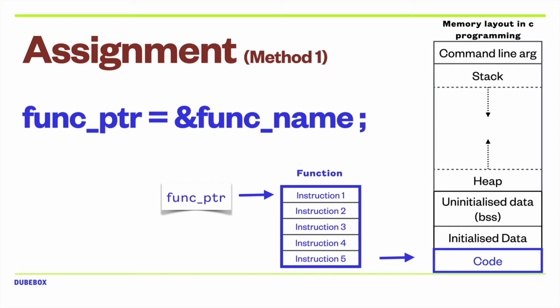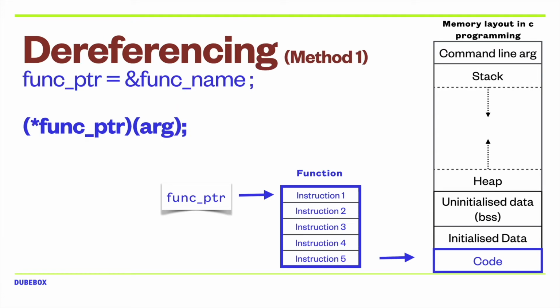Next, we'll see how to assign the address of a function to a function pointer. It can be done in two ways. First way, using the ampersand operator. Ampersand will give the address. Second, without using the ampersand operator, the function name itself will give the start address of the function. So directly we can assign the function name to the function pointer.